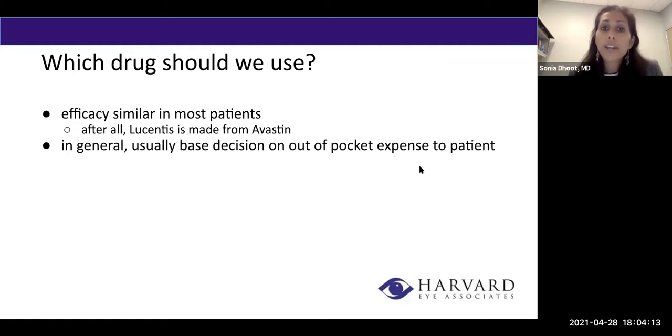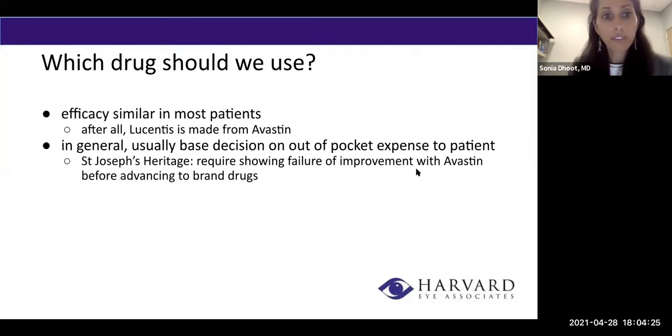In general, we try to base the decision, at least first line, on out-of-pocket expense to the patient, because some of these drugs can be really expensive and the copays can add up pretty quickly, especially if you're getting monthly injections. There's some insurances that make us start with Avastin and prove to them that the Avastin is not working before we're allowed to advance to brand drugs. So in those patients, it takes the decision making out of our hands.